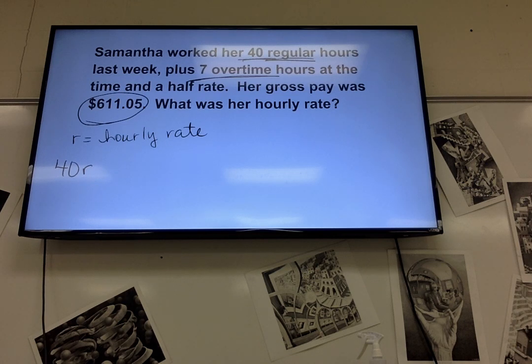And then she worked 7 overtime hours. But that's not just R. She got paid time and a half for that. So that's 1.5 R. So 7 hours times 1.5 times the rate. And that equals 611.05.